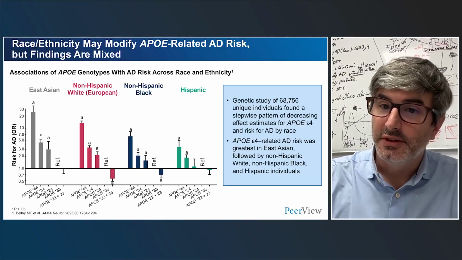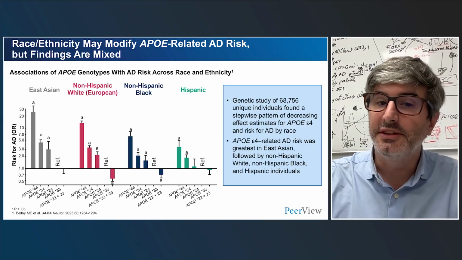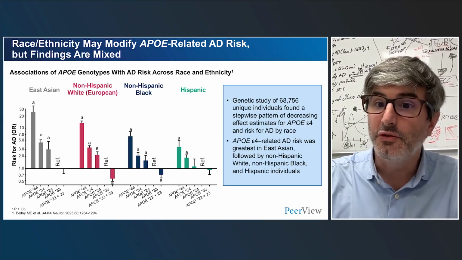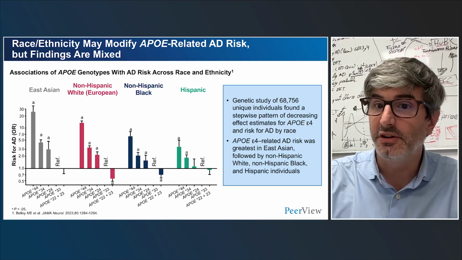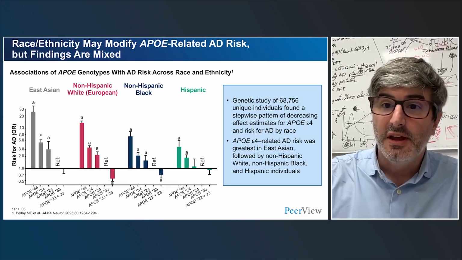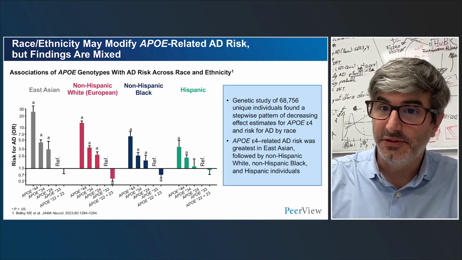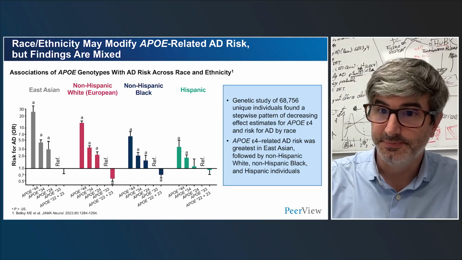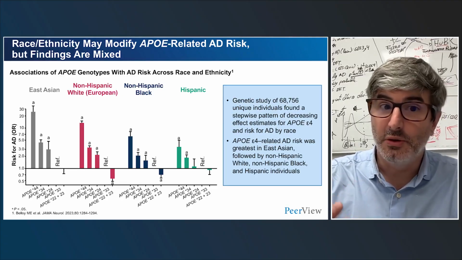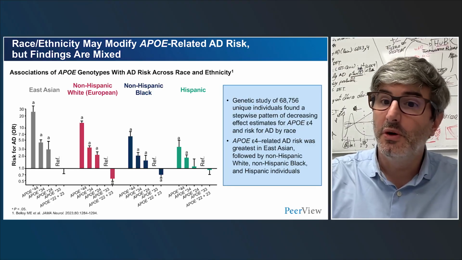A very important question is whether race and ethnicity modify the APOE4-related risk for Alzheimer's disease. Because, of course, this has huge implications when counseling patients and individuals carrying the APOE4 allele. There is a wealth of literature suggesting that the risk for clinical AD dementia is highest in individuals with East Asian ancestry, followed by non-Hispanic whites of European descent, and lowest in non-Hispanic Blacks or Hispanics. However, the findings are mixed.